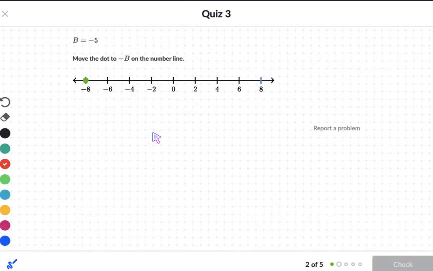This problem tells you that b is equal to -5. They want you to move the dot to -b on the number line. Go ahead and pause your video and try it on your own first.